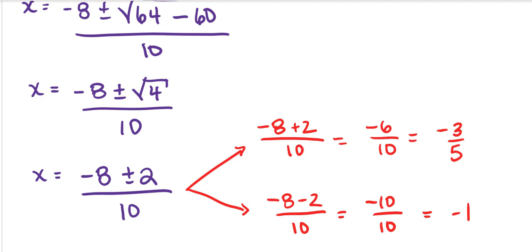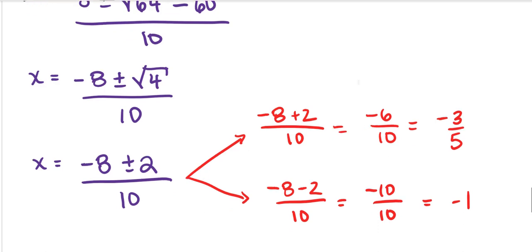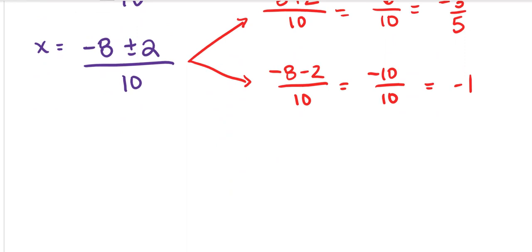So we have two real number solutions there. So our solution set would be the set that includes negative 3/5 and negative 1. All right, so that concludes our video lectures on the quadratic formula.